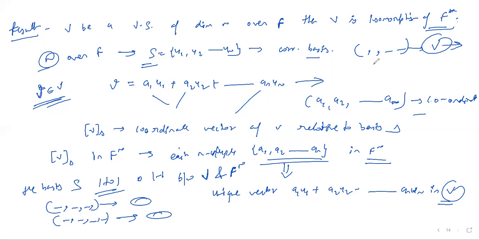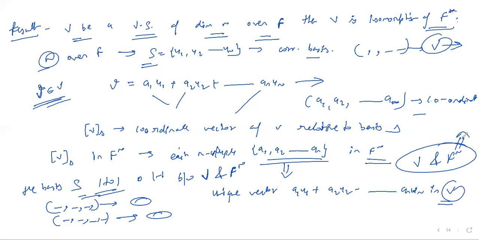So that's why we say that if V is a vector space of dimension n over the field F, then V is isomorphic to F^n, because the basis S generates a one-to-one correspondence between the vector space V and F to the power n. This is actually the important result for the isomorphism topic. This is very important.